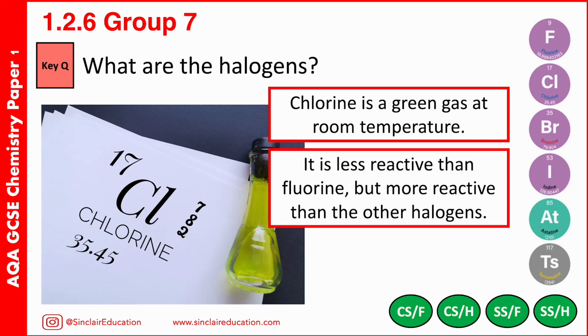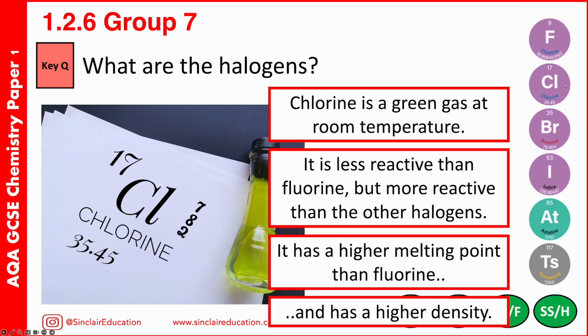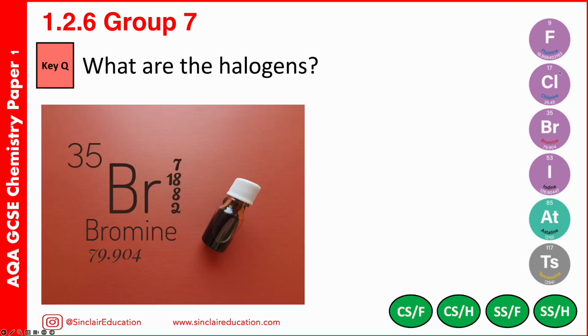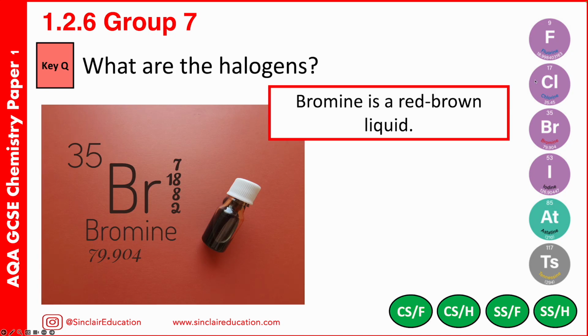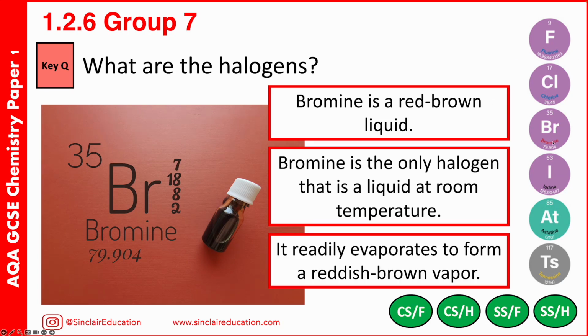They're less reactive than fluorine, but are more reactive than the other halogens, so the reactivity will decrease down this group. But it does, because it's slightly bigger, have a higher melting point than fluorine, and it will be more dense. By the time we get to bromine, this is now at room temperature a reddy brown liquid. It's the only halogen that's a liquid at room temperature, and when it evaporates, it forms a reddish brown vapour.